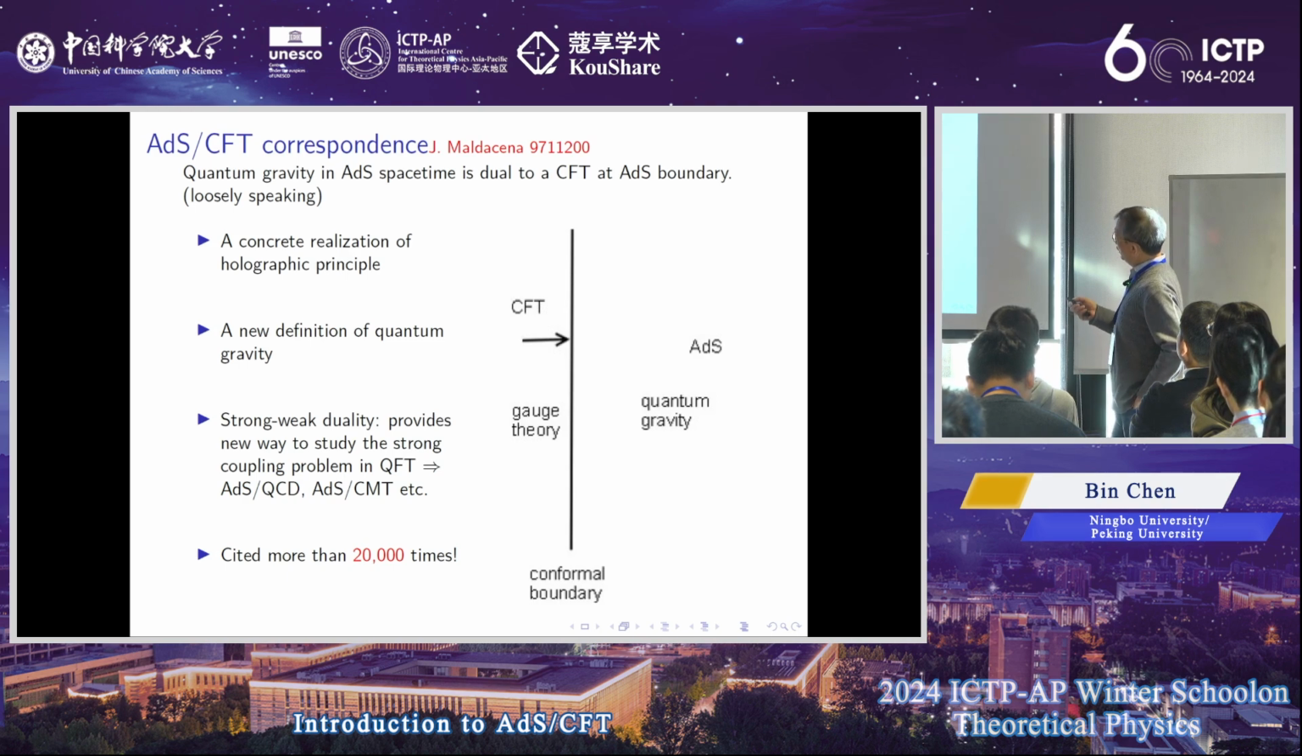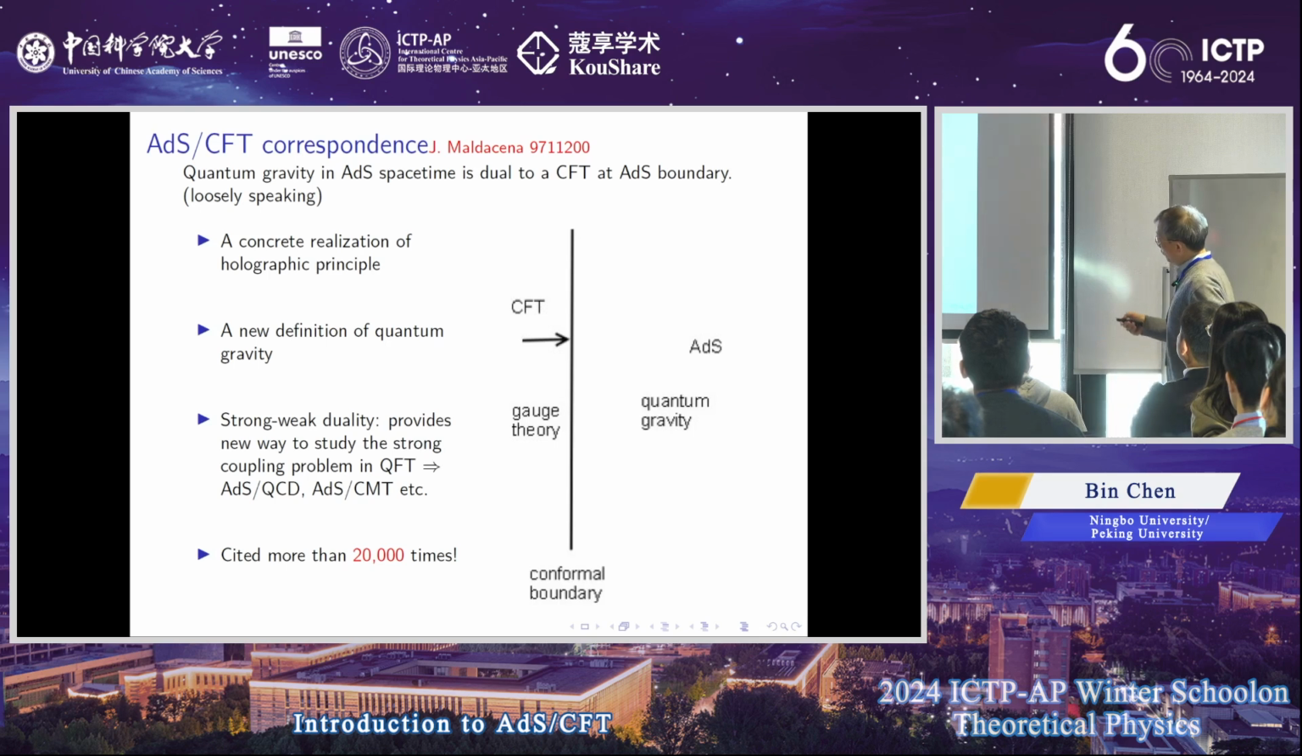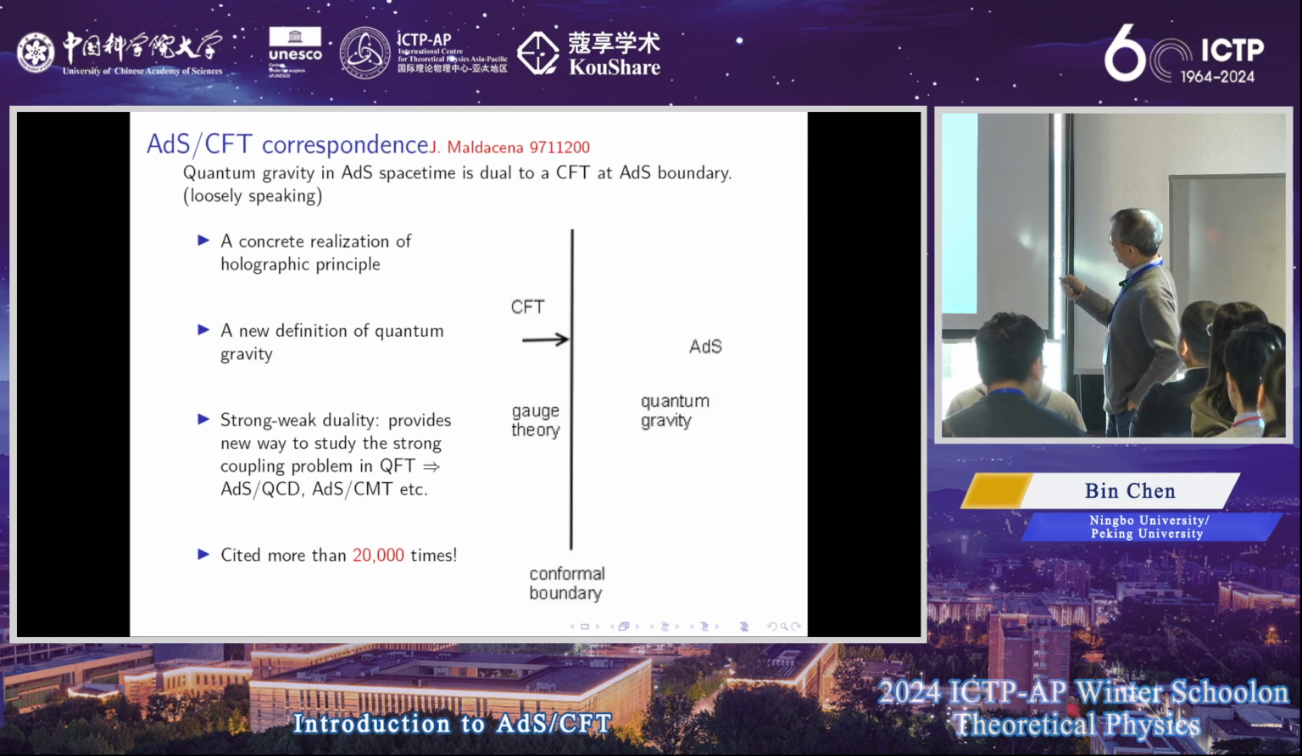This is a very rough statement: we have quantum gravity in AdS spacetime in the bulk, and we have a CFT at the AdS boundary. So it realizes the holographic principle from the last slide. This correspondence has many implications, and these two are the most important ones.